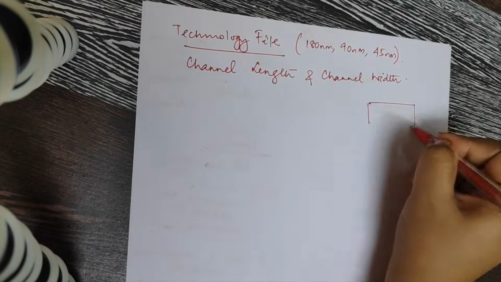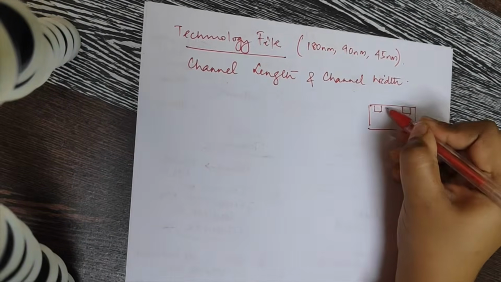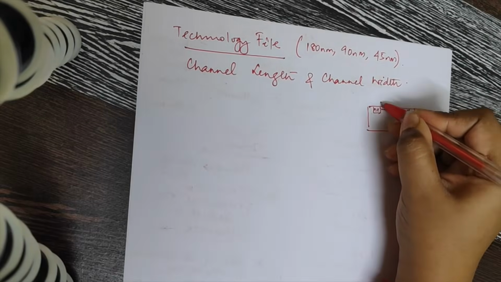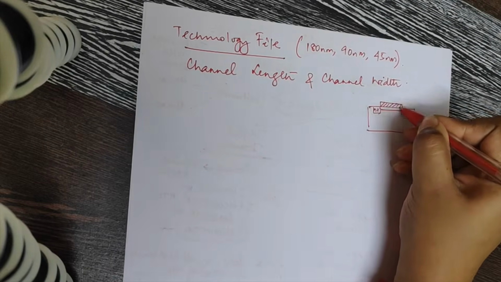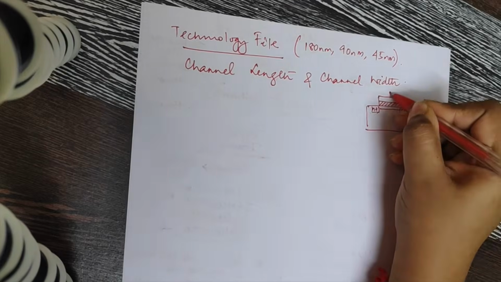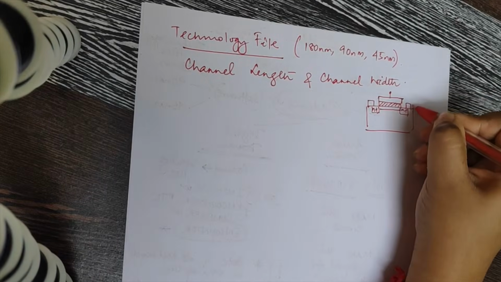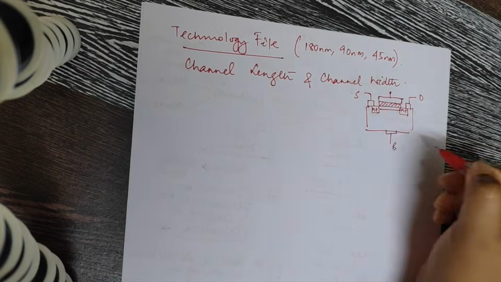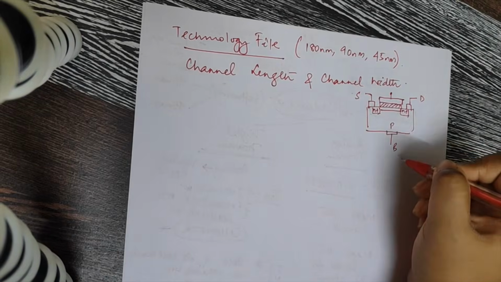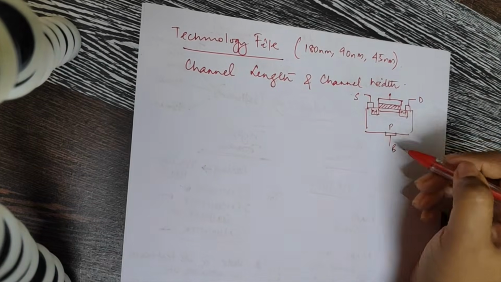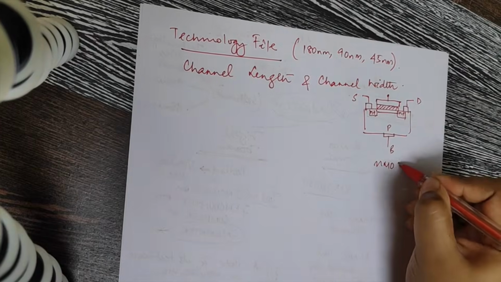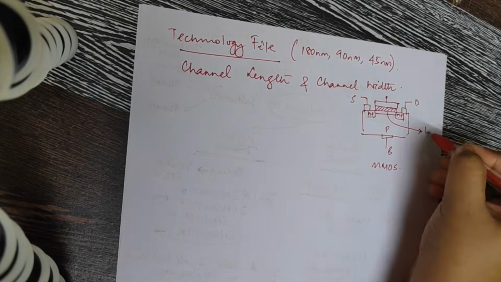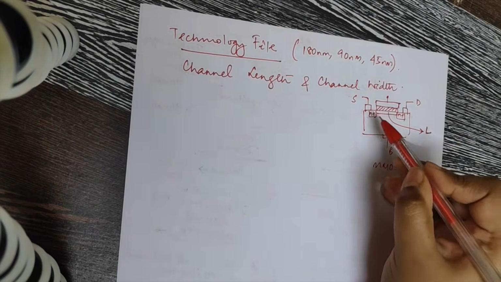Remember the MOSFET structure? This was our channel, N plus, N plus. This was our oxide layer. On top of it I have the gate, this side is drain, this side is source, and we had a body terminal, and the substrate was p-type. So what kind of MOSFET have I drawn here? It is an NMOS. So this channel length is the distance between source and drain.